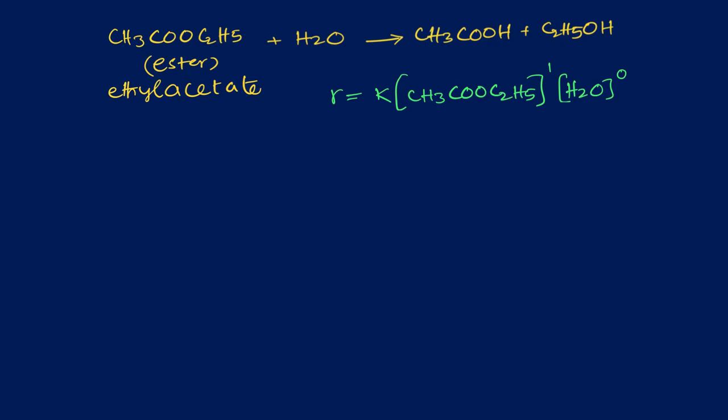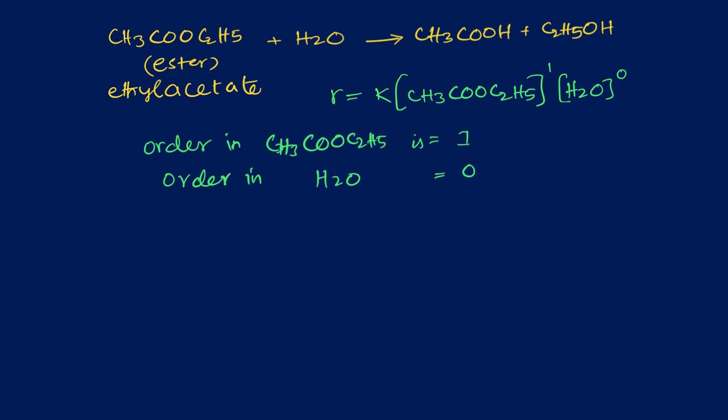So now order in CH3COOC2H5 is equal to 1. Order in water is equal to 0. Overall order, n, is equal to x plus y, that is 1 plus 0, that equals first order reaction.